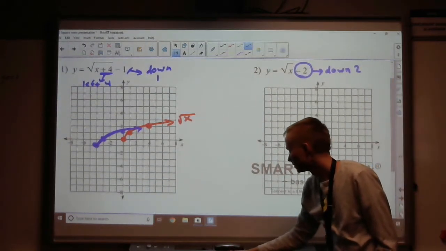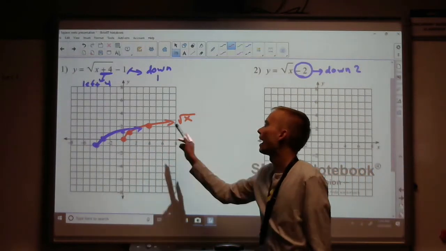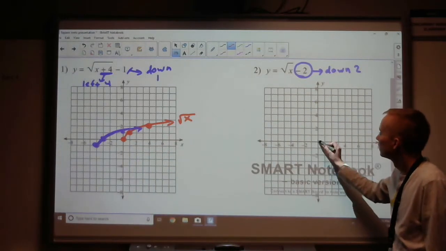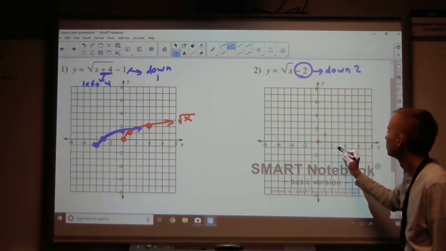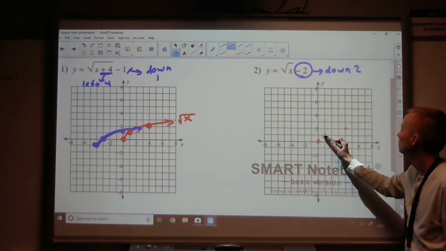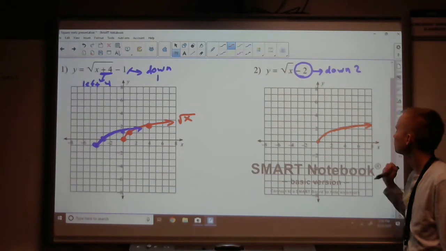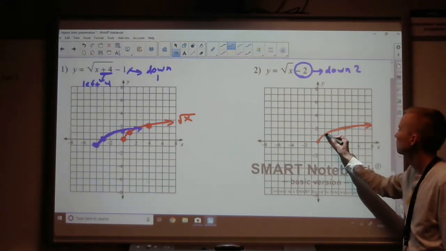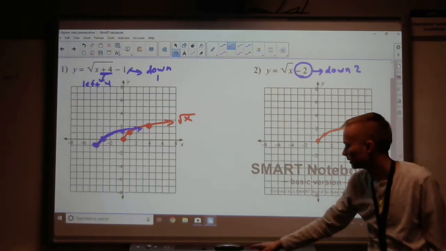So let's look at a graph here. My regular square root graph, let's do that again. It starts at 0, 0. At 1, it's 1. At 4, it's 2. So it looks like that. That's our regular square root of x graph.